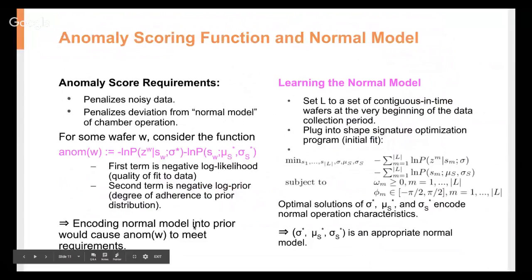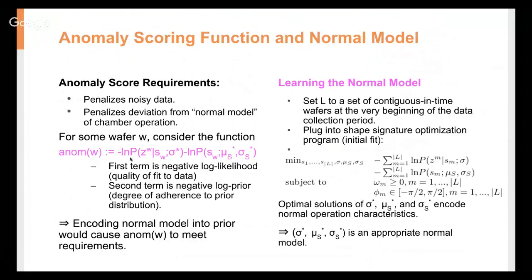So this is how we're going to think about the anomaly scoring function. The company we were working with gave us 2 very important requirements for the anomaly score. The first is that it penalizes noisy data. The second is that it penalizes deviation from the normal model of chamber operation. With those 2 requirements in mind, consider the function anom of w, where w is the wafer, equal to the negative log of the likelihood times the prior. And you can separate it into this sum of the negative logs just by the properties of the logarithm.